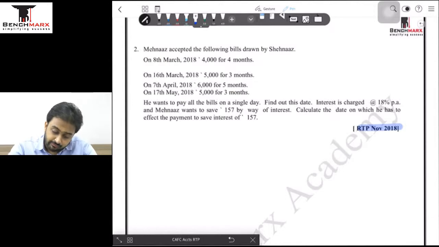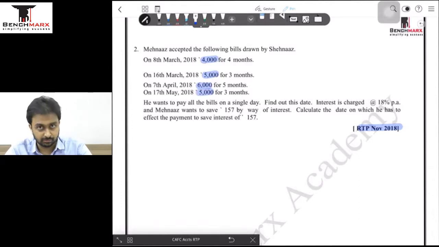Mehnaz accepted the following bills drawn by Shehnaz. So Shehnaz is the drawer, Mehnaz is the drawee. On 8th March 4,000 for 4 months, 16th March 5,000 for 3 months, 7th April 6,000 for 5 months, and 17th May 5,000 for 3 months. This is how the amounts are given and the duration is given.